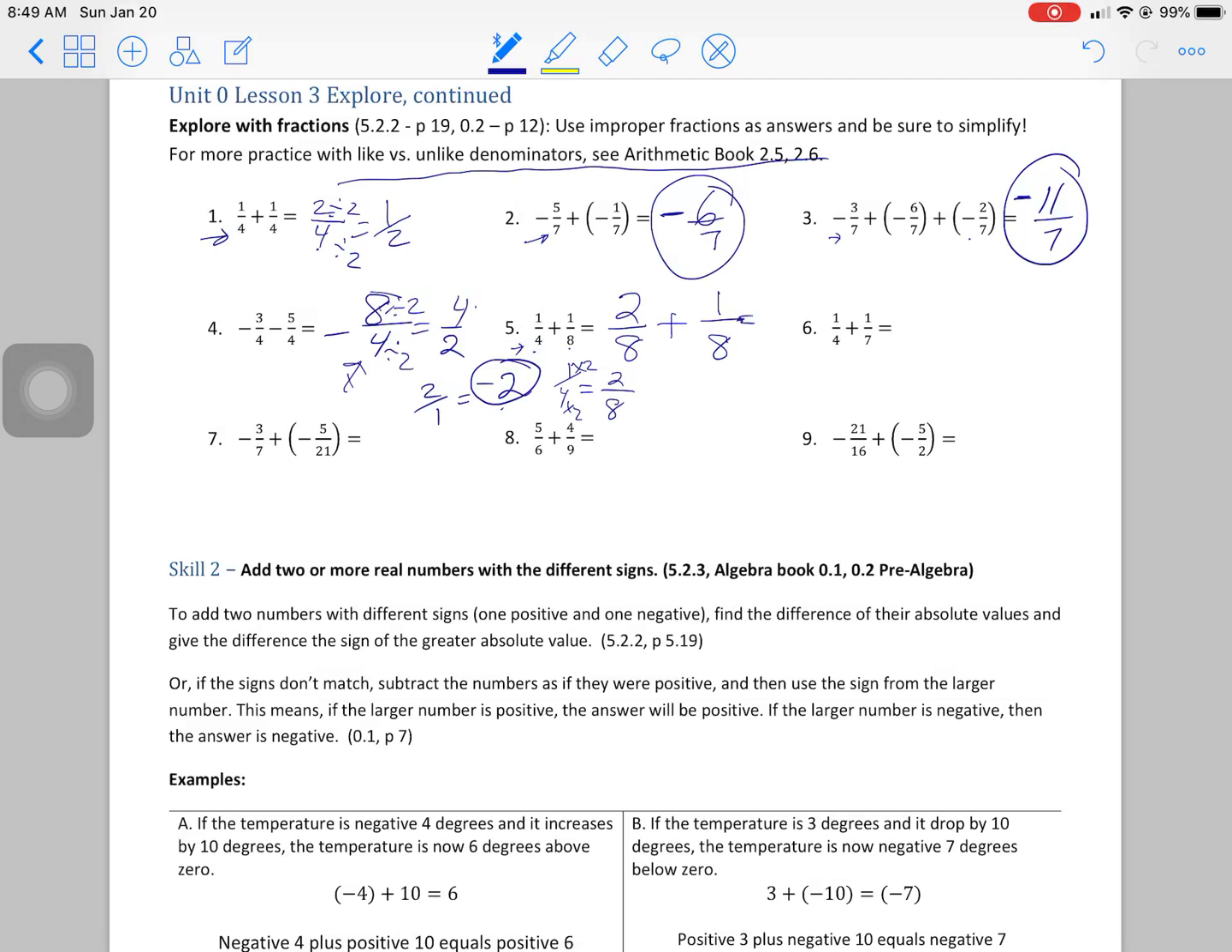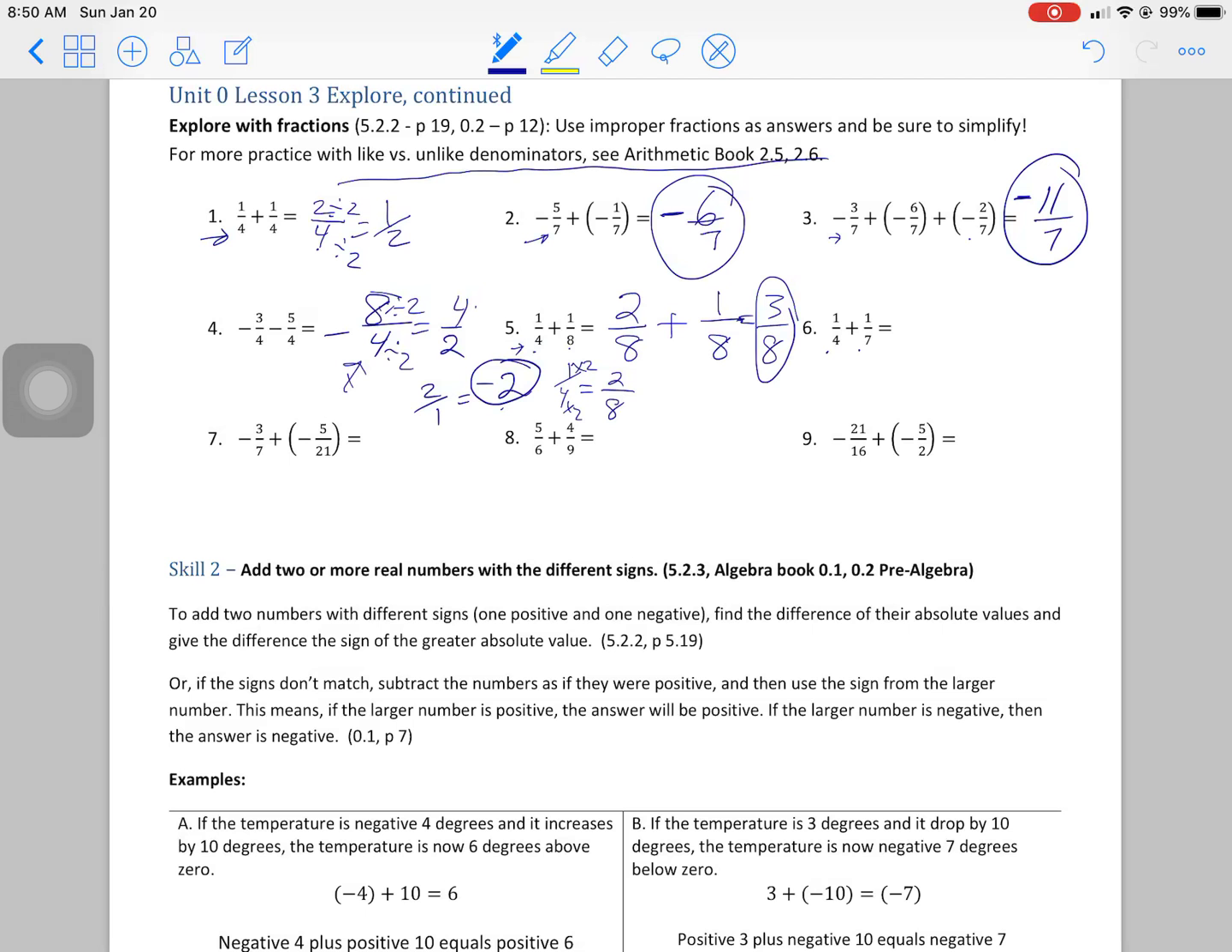Now that I have the denominators the same, I can add across the top, keep the bottom. My final answer is 3 over 8. Okay? So when the denominators are not the same, you need to convert so that they are the same. All right, how about 4 and 7?